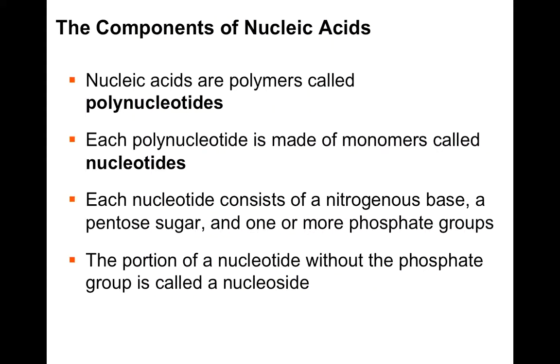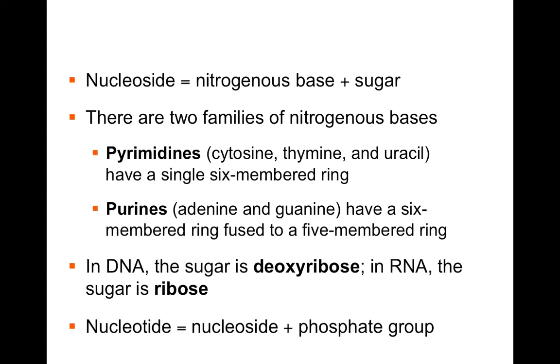The monomer of a nucleic acid is a nucleotide. A nucleotide is made up of three parts: a nitrogenous base, a pentose sugar, and one or more phosphate groups. Before we get into the diagrams, here's another slide with some important vocabulary you're going to need to know. I'm not going to go through each one, so if you are trying to write this all down, I suggest you pause the video. If not, let's move on.